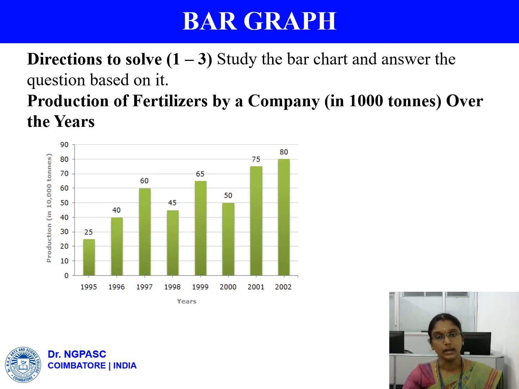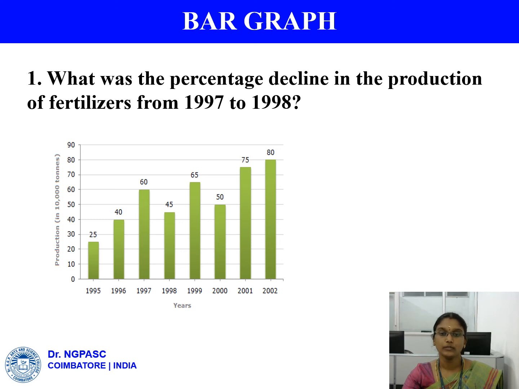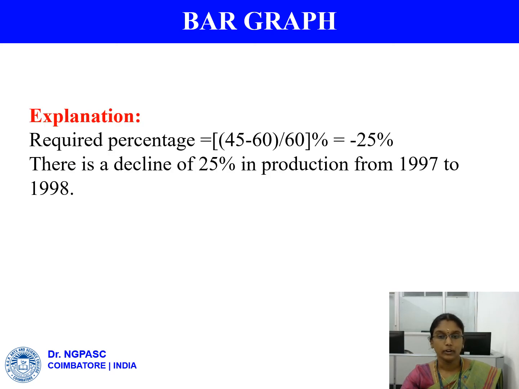Next example is the bar graph. Study the bar chart and answer the question based on it. This is an example of the production of fertilizers by a company in 1000 tons over the years. First question: what was the percentage decline in the production of fertilizers from 1997 to 1998? It goes from 60 to 45. So 45 minus 60 divided by 60 equals minus 25. There is a decline of 25 percentage in production from 1997 to 1998.